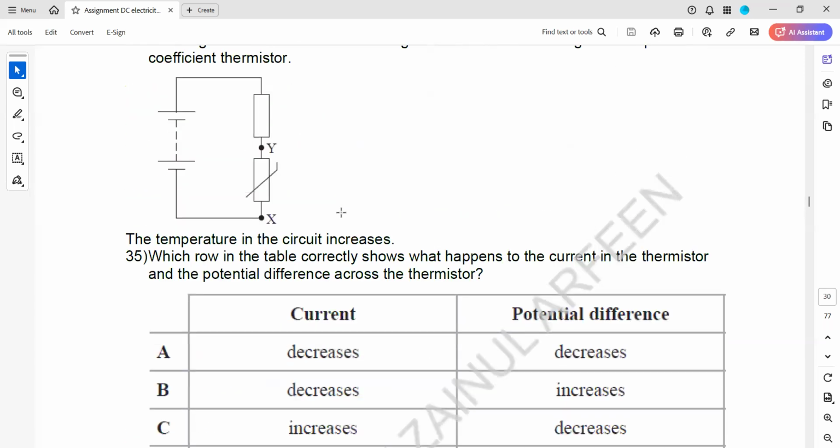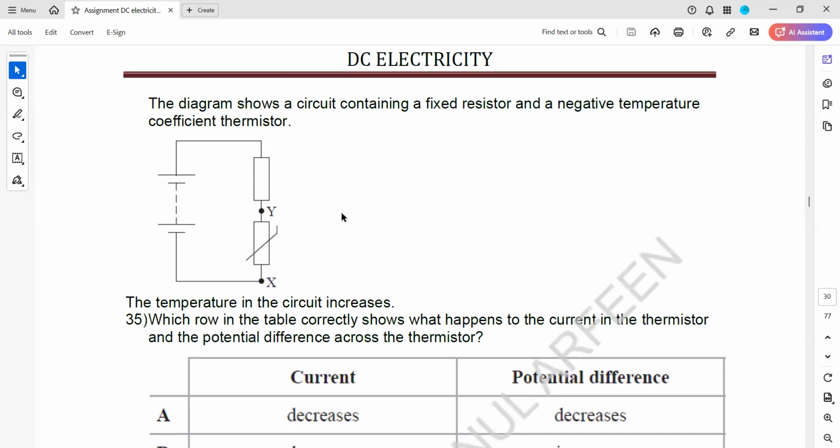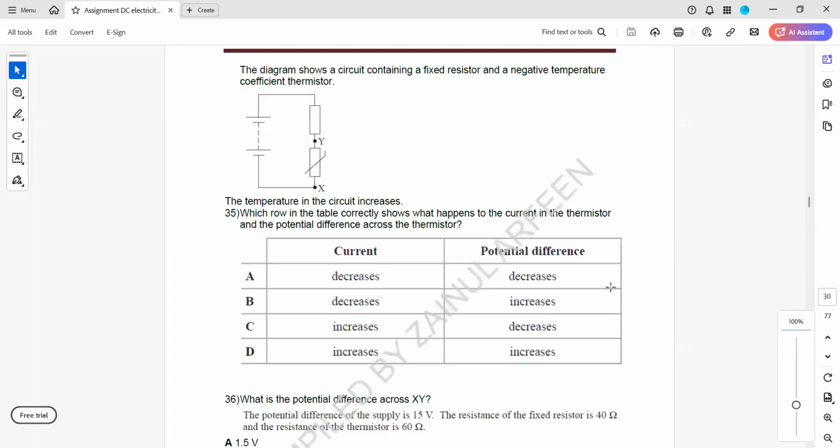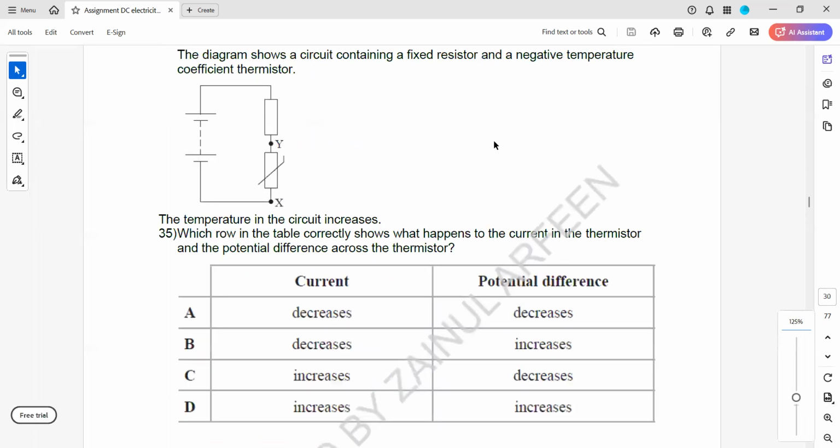In this one, the diagram shows a circuit containing a fixed resistor and a negative temperature coefficient thermistor, which means its resistance changes with temperature. If we increase the temperature, its resistance will decrease. The temperature in the circuit increases. If we increase the temperature in the circuit, which row in the table correctly shows what happened to the current and the potential across the thermistor?